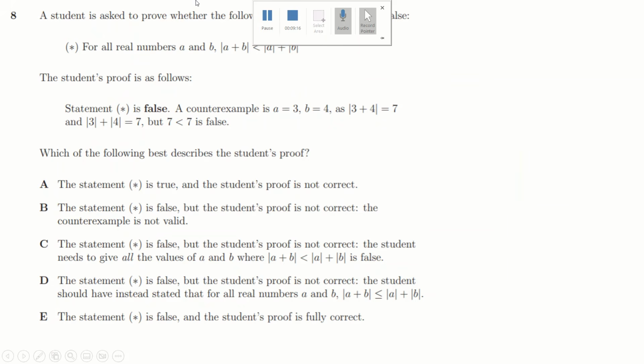8. This question is trippy, man. It's the second worst question on the paper after question 20, which is just awful. You see these questions a lot where they're asking where's the mistake in the work. They're trying to prove this statement. They get this counterexample, 3 plus 4 modded is 7, 3 modded plus 4 modded is 7, but 7 is not less than 7, so it's false. That's a perfect proof. I've never seen that.